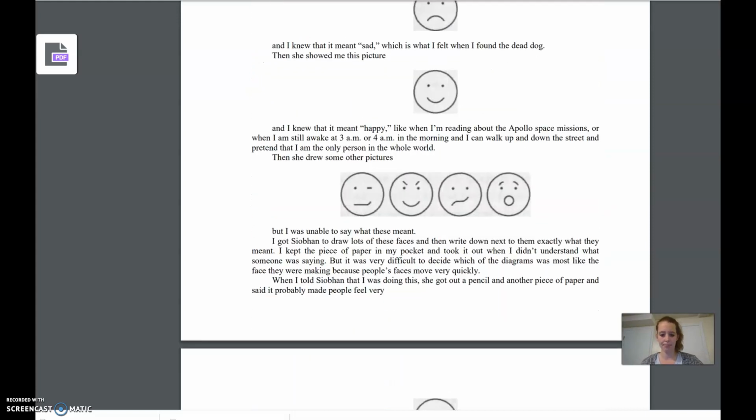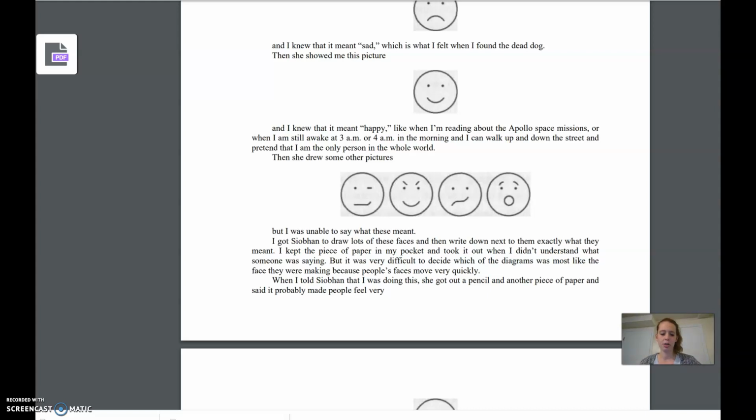And I knew that it meant happy, like when I'm reading about the Apollo space missions, or when I am still awake at 3 a.m. or 4 a.m. in the morning and I can walk up and down the street and pretend that I am the only person in the whole world. Then she drew some other pictures. But I was unable to say what these meant.